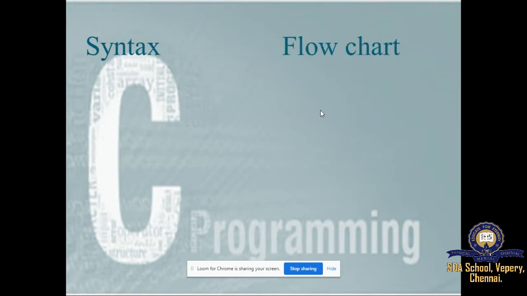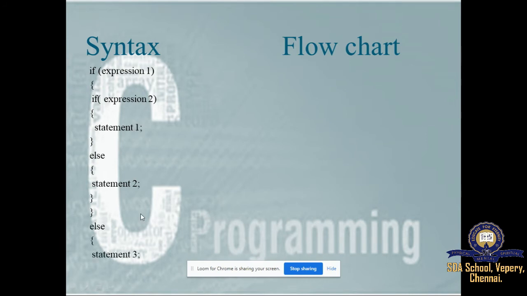So look at this example. First the syntax. The syntax is: first if expression 1, then again you are going to check for another expression 2. If that expression 2 is true, then it will print statement 1, or else it will print statement 2. If the first if condition itself is false, then it will print statement 3. That is your else statement.